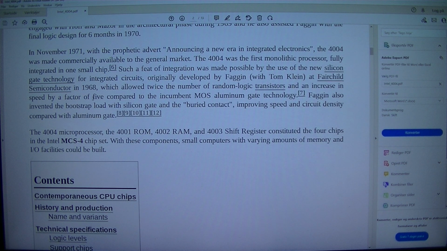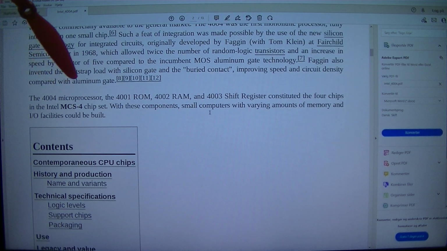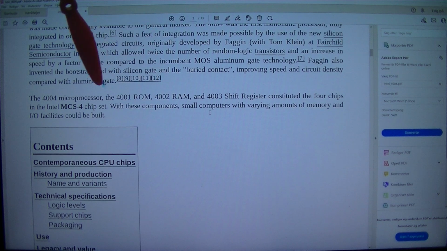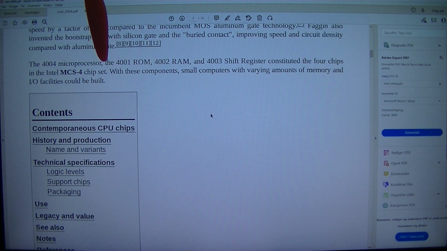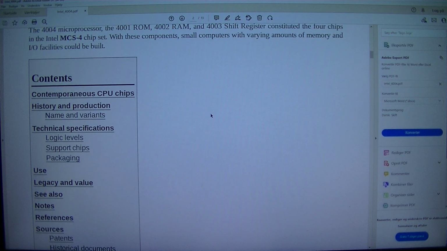Fagin also invented the bootstrap load with silicon gate and the buried contact, improving speed and circuit density compared with aluminum gate. The 4004 microprocessor, the 4001 ROM, 4002 RAM, and 4003 shift register constituted the 4 chips in the Intel MCS-4 chipset. With these components, small computers with varying amounts of memory and I/O facilities could be built.